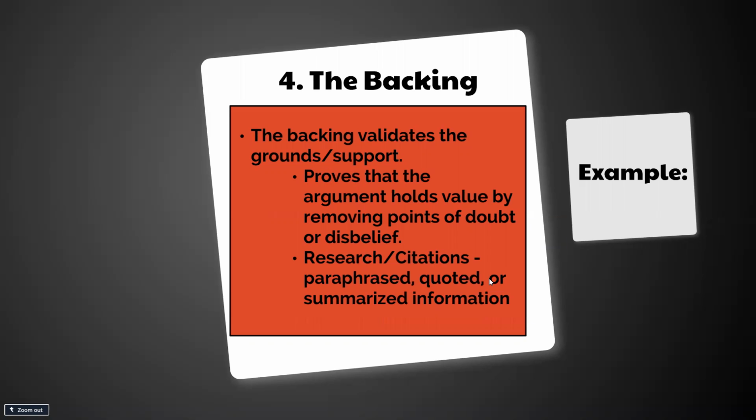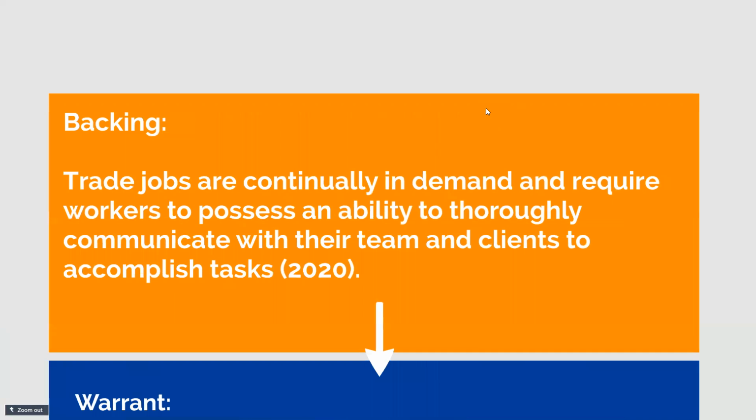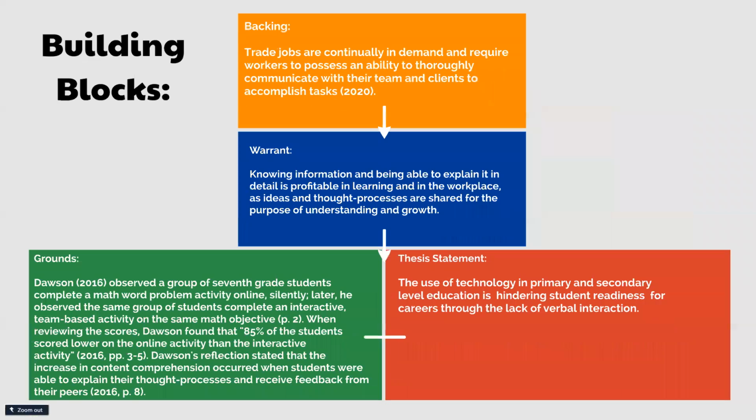So let's take a look at the backing in our example, which reads, trade jobs are continually in demand and require workers to possess an ability to thoroughly communicate with their team and clients to accomplish tasks. And so I want you to note something about that backing and what that says. The trade jobs require their workers to communicate thoroughly with their team and clients to accomplish tasks. Well, that directly relates to what we stated in the warrant.